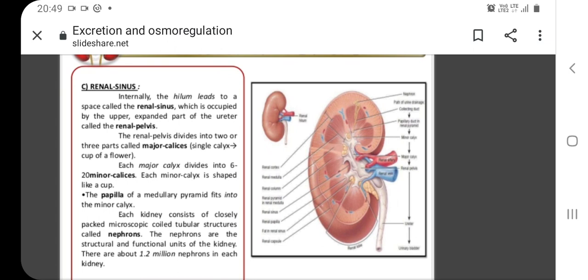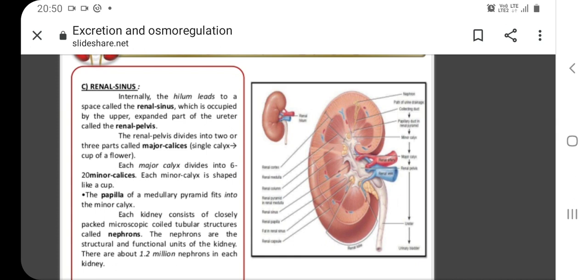Each minor calyx is shaped like a cup. The papilla of the medullary pyramid fits into the minor calyx. Papilla, as I have already told you, is the tip of the pyramid, and pyramids are present in the medullary region. Medulla contains multiple pyramidal tissue masses. So the tip of each renal papilla fits into one of the minor calyxes.